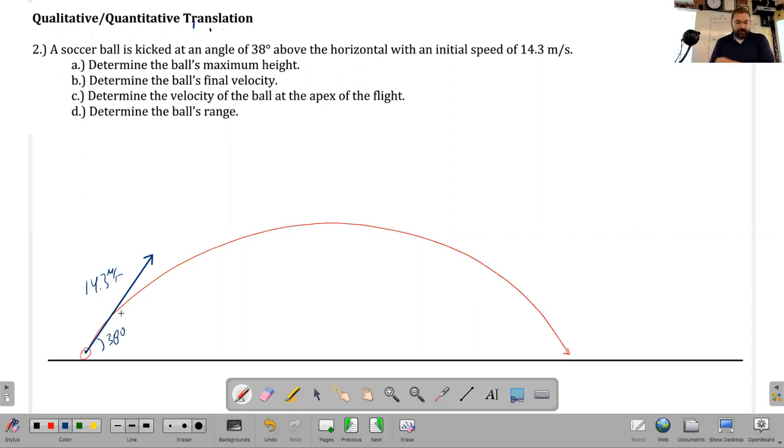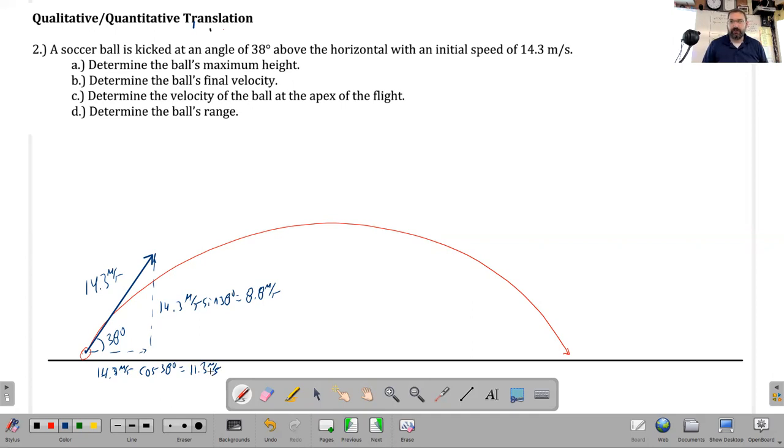100% of the time, when you draw a vector at an angle, you want to figure out the two components of that vector. There is a horizontal and a vertical component to that initial speed. This vertical component is equal to 14.3 meters per second times the sine of 38 degrees, and that comes out to be 8.8 meters per second. The horizontal component is 14.3 meters per second times the cosine of 38 degrees. Let's see, 14.3 cos 38. That is 11.3 meters per second.